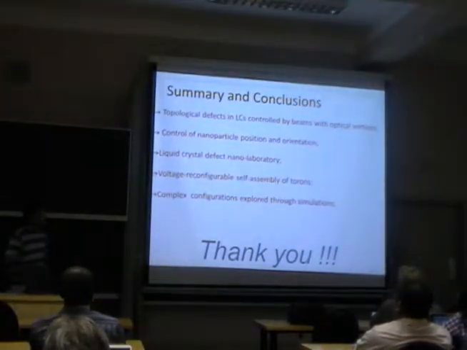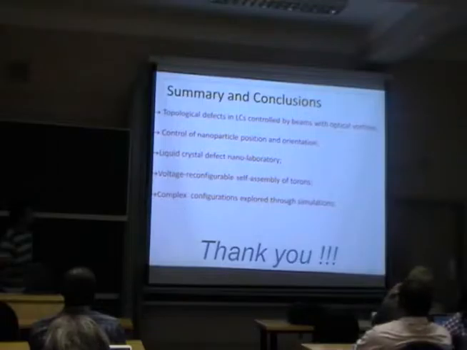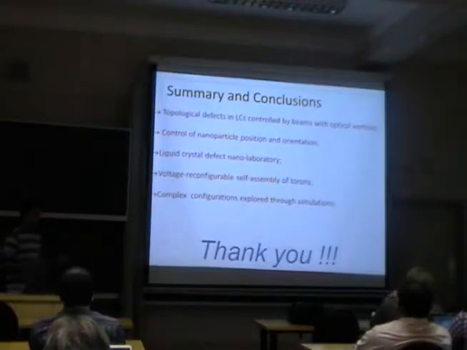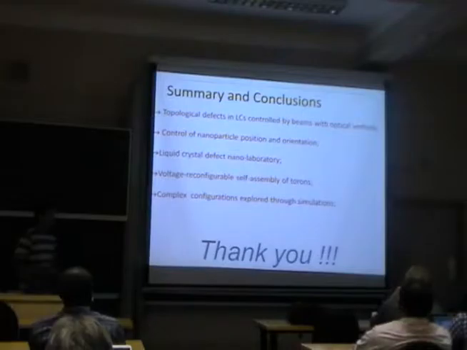And that's about it. I was able to use self-assembly of topological defects. We can generate taurons with these vortex beams that we've been hearing about. I can control nanoparticles with taurons, and then this leads to a liquid crystal defect nano laboratory. I can also self-assemble the taurons, and I'm looking at more complex structures, and maybe this is related to knotted fields in the math. So, thank you.